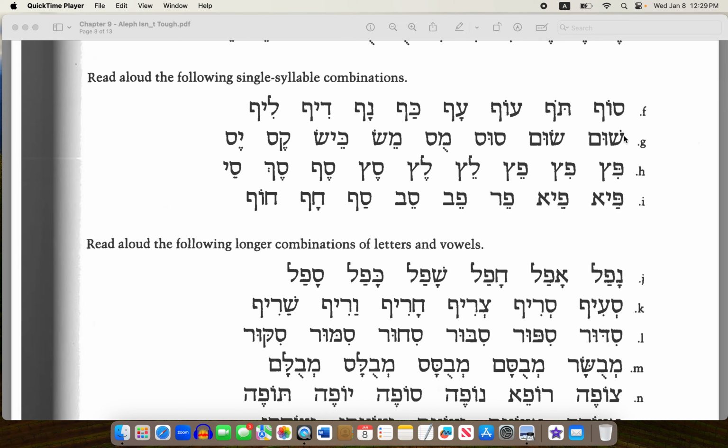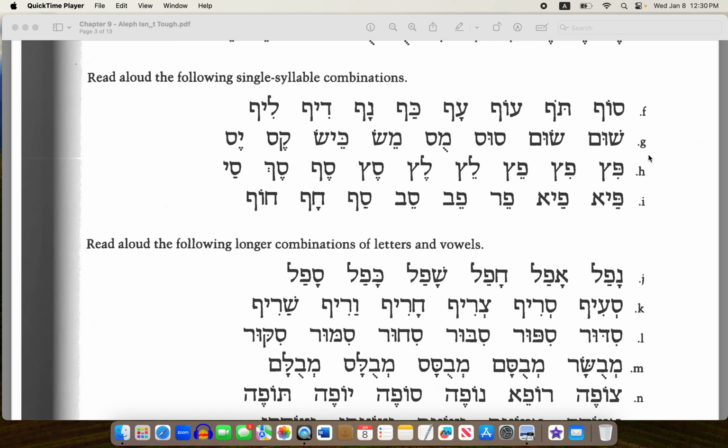Adding in a final letter, just a few more, this is still one syllable, just a few more letters. So we have soph, toph, oaf, af, kaf, naf, deef, leaf.